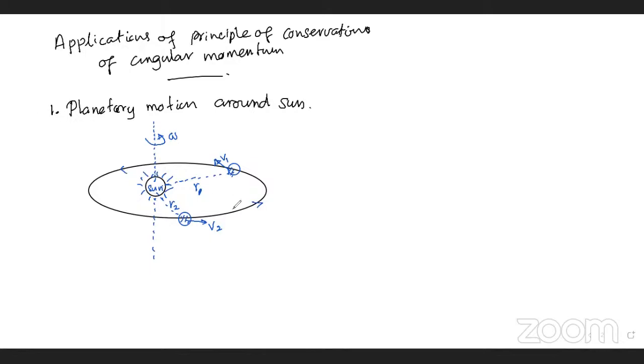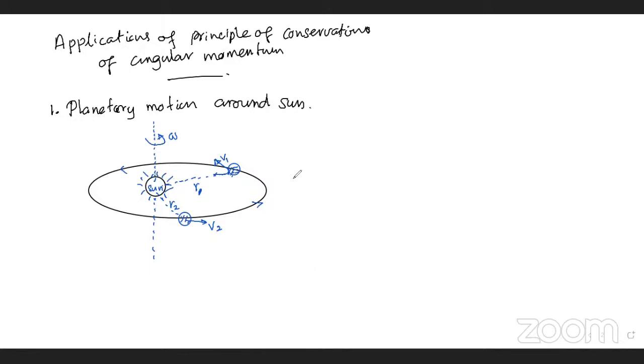When the planets are moving, is there any torque applied on it? There is no torque applied on it, because the force acting on these planets is gravitational force, a gravitational pull directed toward the sun. There are no other forces acting on it to make a torque. So torque is zero. If torque is zero, the angular momentum should be conserved, right?